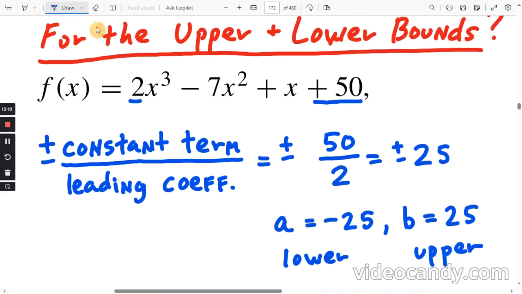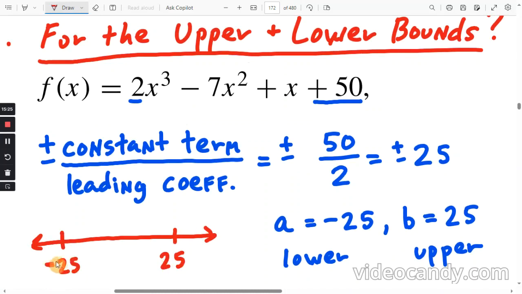All right, so basically, if you had to keep going, you would be on the number line, and you'd have 25. And you'd have negative 25. Okay, so you wouldn't try any numbers. If you kept going, you wouldn't try any numbers to the right of 25 or the left of negative 25. You would basically work your way inward. So those would be the starting points for the lower and upper bounds.